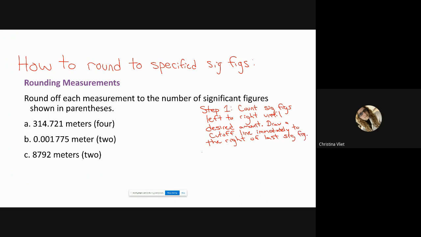So that's step 1. Step 2 is to use the number or digit or value directly to the right to determine whether to round up or keep last sig fig the same.